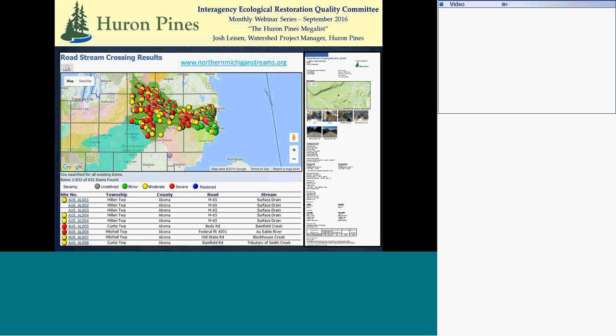And all of the inventory data that Huron Pines collects is made publicly available on a website, northernmichiganstreams.org. And you're looking at a screenshot of that inventory data for the Au Sable River watershed. There were 832 inventoried crossings, and they're color-coded by severity. And you can click any of them to view the photographs, an interactive map, and all of the information from that data sheet that was on the previous slide. NorthernMichiganStreams.org also houses stream bank erosion inventory data and dams inventory data.